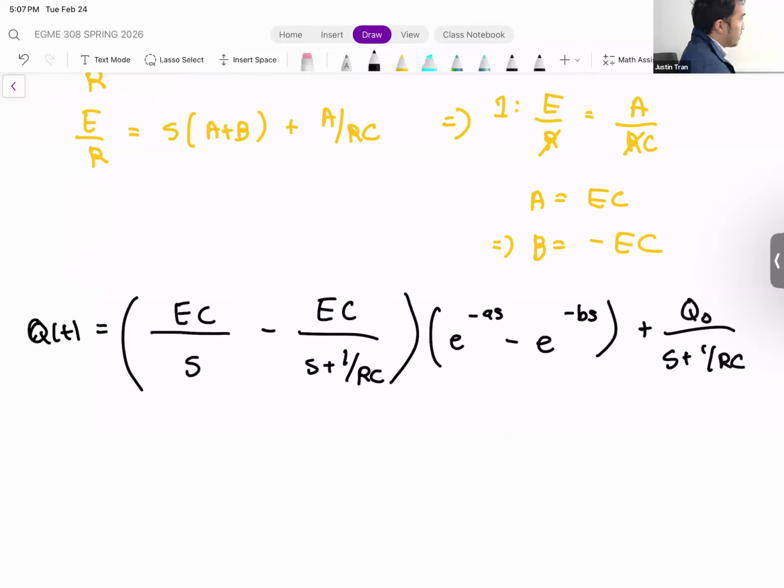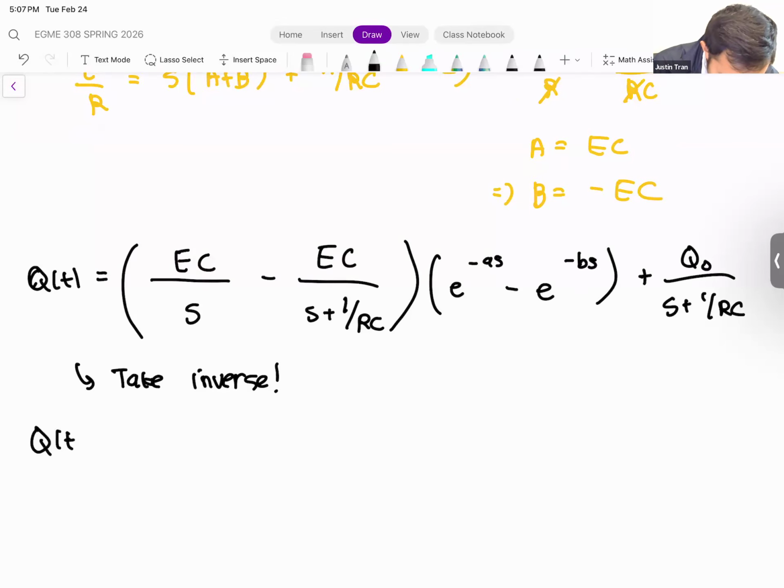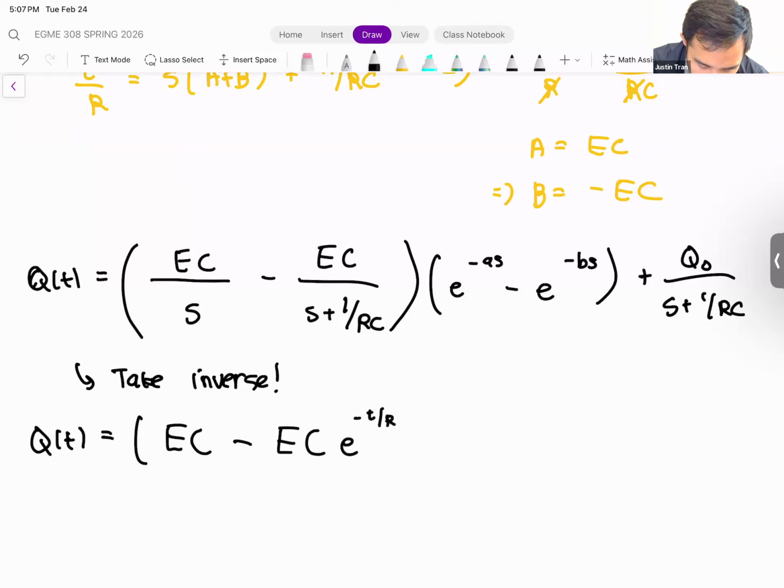All right, so we're finally ready to take the inverse. So all of our functions of S here, except for the shifts, right? So remember, we're going to ignore the shifts first. We're going to take the inverse of the base functions first. So we have Q of T is equal to the inverse of EC over S, that is just E times C, minus EC over S plus 1 over RC. Inverse of that is EC times E to the minus T over RC.